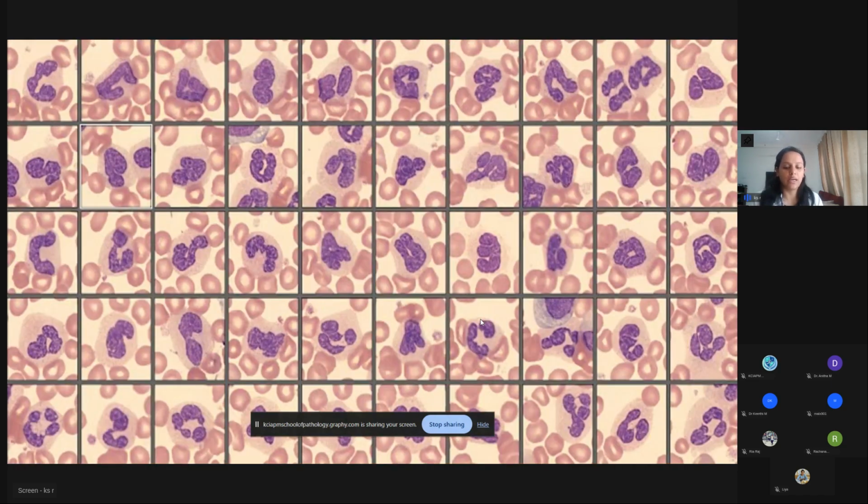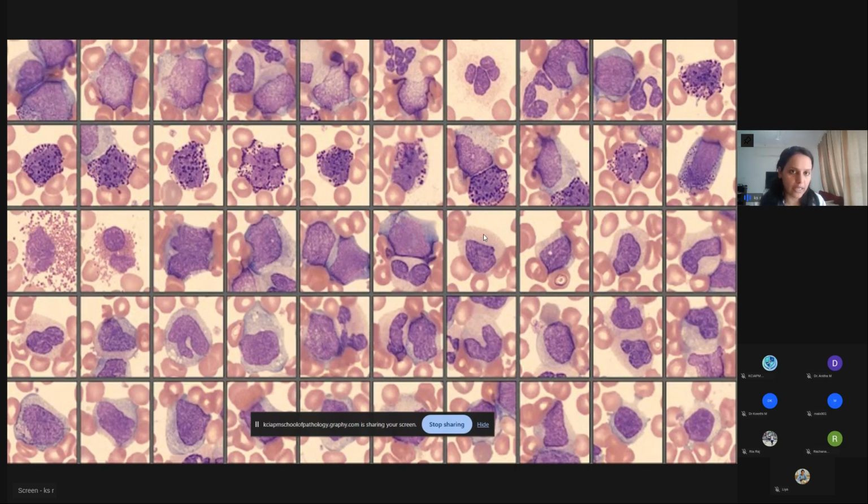This was the differential count which was given. Among the 100 WBCs, as you can see, the majority are neutrophils, and a few band forms are also seen. If you look at these neutrophils, they are showing abnormal segmentation. There is nuclear hyposegmentation, and cytoplasmic hypogranularity is also noted. So we can conclude that some degree of dysplasia is present in the neutrophil lineage.